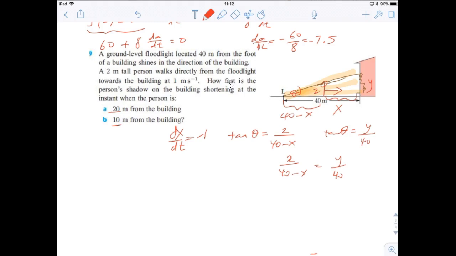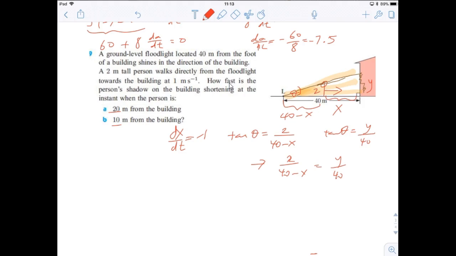And so we basically just need to figure out what y is in terms of x, which we can with this equation, and we need to know what dy/dt is, and that's basically what they want to know. They want to know how much the person's shadow is shortening as he approaches the building. So let's find an expression with dy/dt and dx/dt in it.